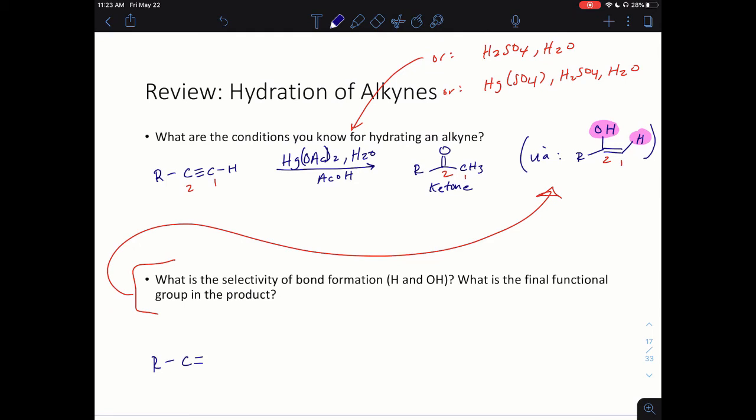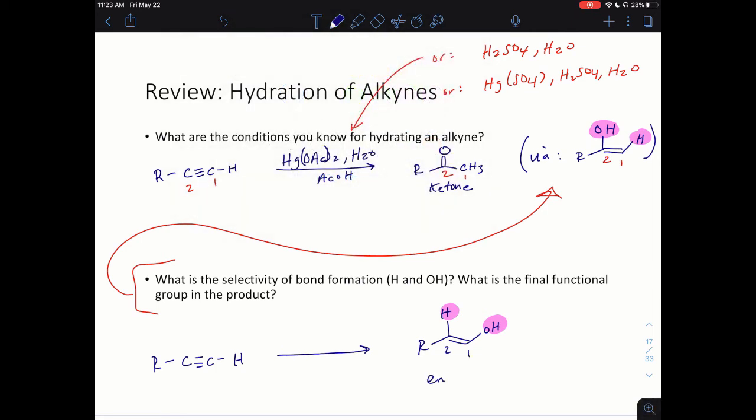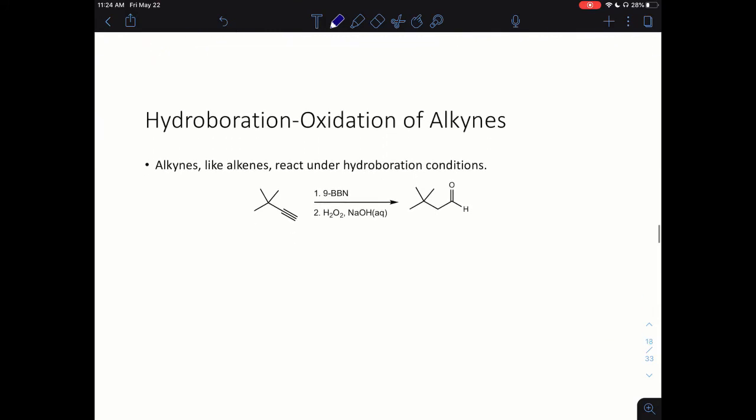But you guessed it, my next question is, well, what if we wanted the opposite selectivity? What if we wanted to hydrate, where this time oxygen is making a bond not to carbon 2, but to carbon 1? How would we do that? And what would happen if we could do that? I mean, this is an enol. What would that enol do? It would then tautomerize to generate a functional group we have not been able to make yet, the aldehyde. Can we do it? Yes, yes we can. And that will be with hydroboration oxidation, but this time of alkynes.